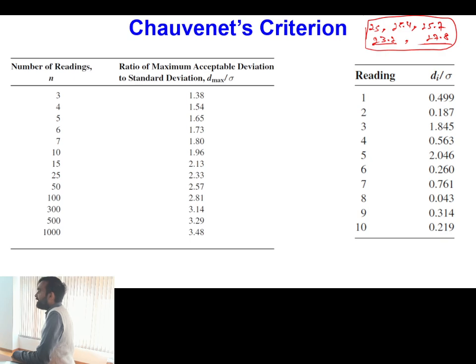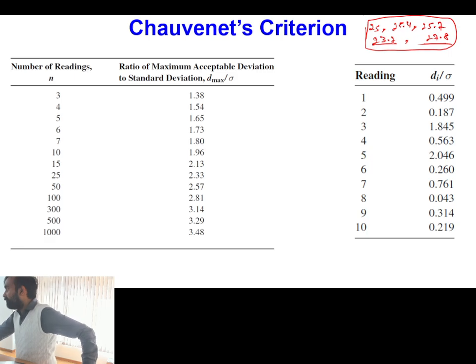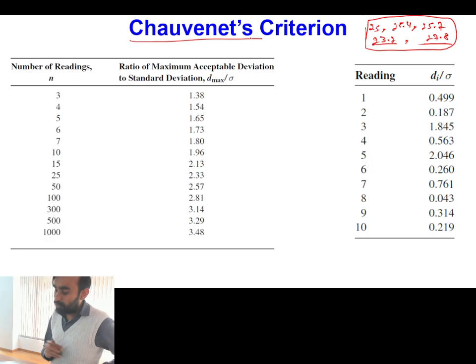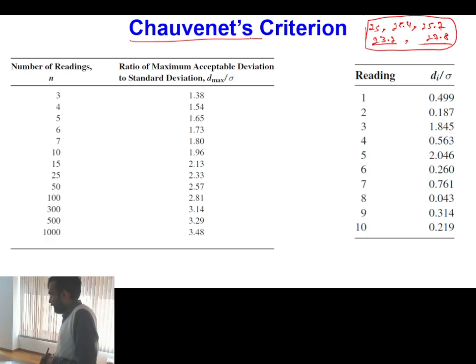These readings may have deviations from the mean value or true value sufficiently larger than the statistically accepted values. Okay, so to decide which of the readings we have should not be considered for further analysis, we have one criterion which is known as Chauvenet's criterion. So what does Chauvenet's criterion do?